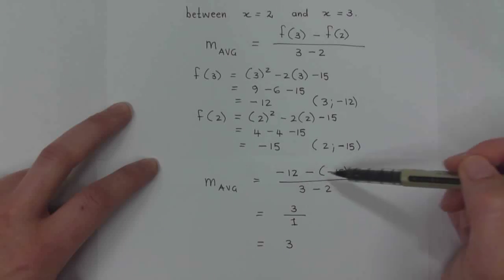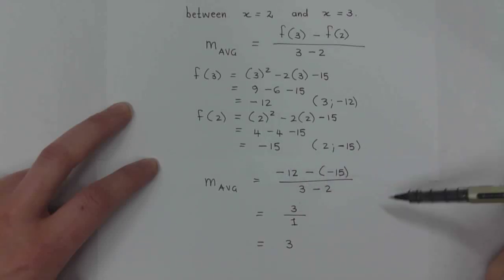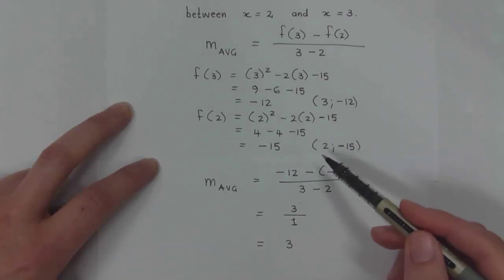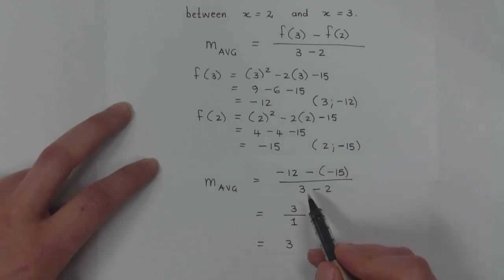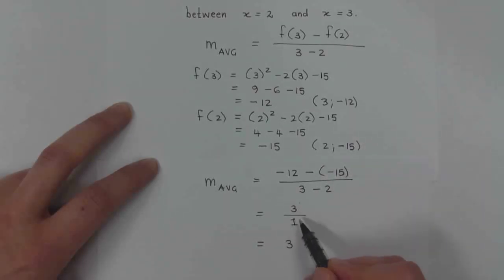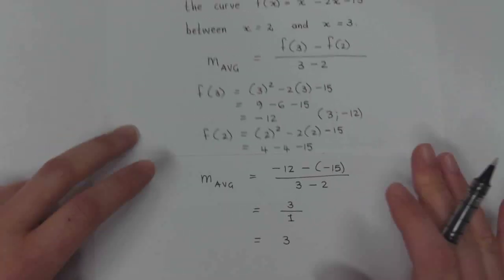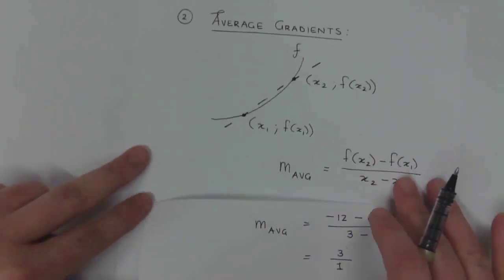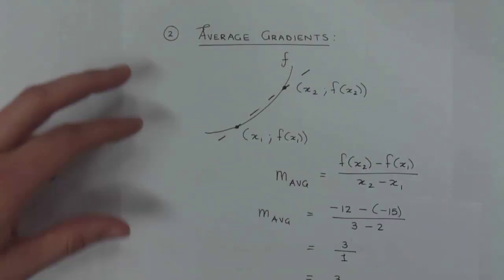And then I substitute the y coordinates to get the difference of the y coordinates. And then I substitute the x coordinates, which by the way was given to you. And I subtract those two to get the difference of the x coordinates. And that's my average gradient. So yes, we are going to refer back later to average gradients.